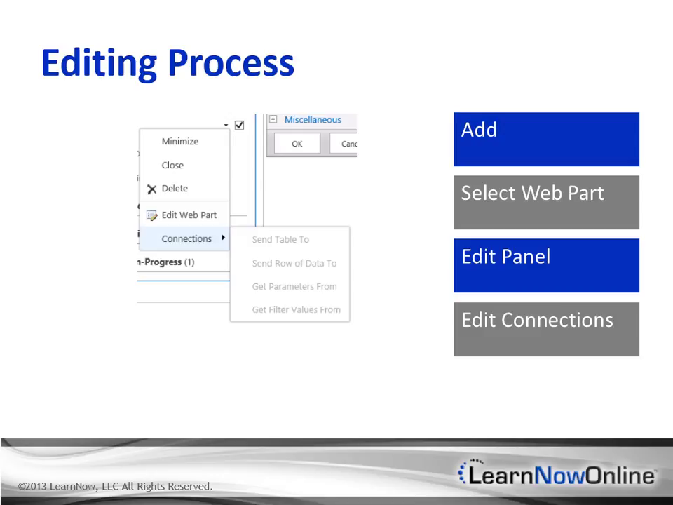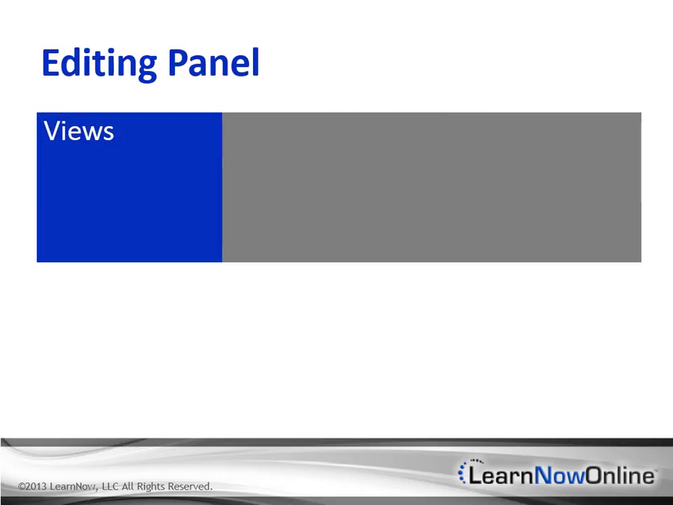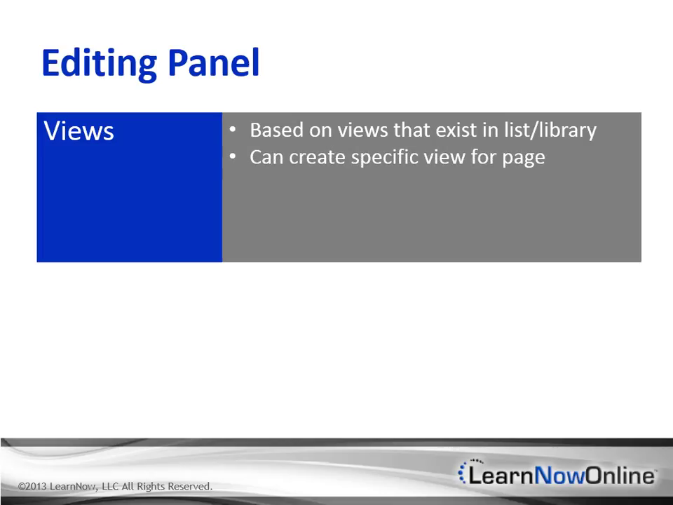Let's talk a little more in detail about the editing panel. First of all, on the top part of the editing panel is Views. And here, these are the views that exist in the list or library. But don't worry, you can create a specific view for the page if you don't want to show all of the columns and attributes that are in the view stored within that library or list.